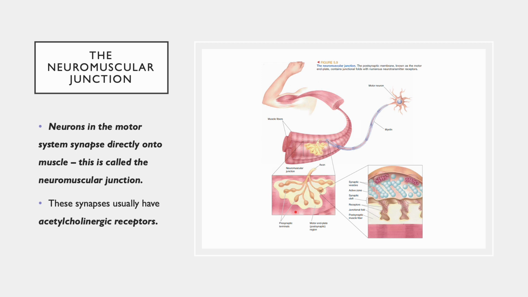So thus, at the neuromuscular junction, we actually have nerve cells that can synapse onto these muscle fibers to generate movement. Neurons in the motor system synapse directly onto muscle, and that's why it is called the neuromuscular junction. These synapses typically have acetylcholinergic receptors. Thus, these are neurons that typically secrete acetylcholine. If you remember before, we've talked about how acetylcholine can play an important role at the neuromuscular junction, and we used this example when I was talking about Otto Loewi's experiment.